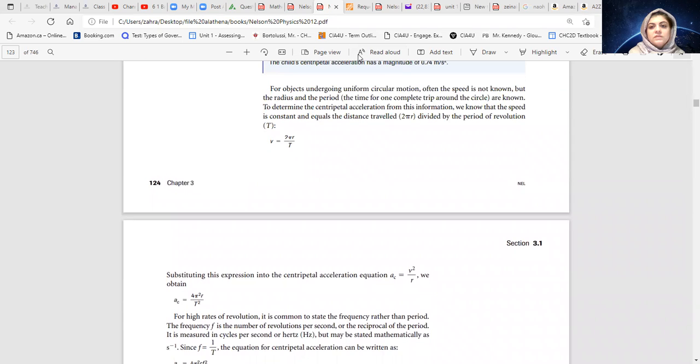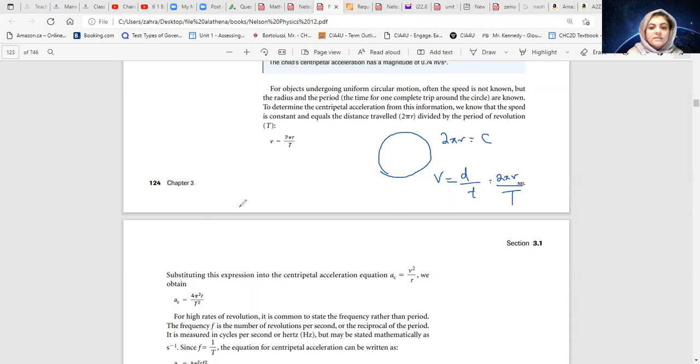Let's see where this equation comes from. The velocity is 2 pi r over T. You know that the distance of one full round is 2 pi r. 2 pi r is the circumference of the circle. And the time of one full cycle is the period. Basically, velocity is displacement over time, right? The distance of a full circle is 2 pi r, and the time of one full cycle is the period. We call it T.